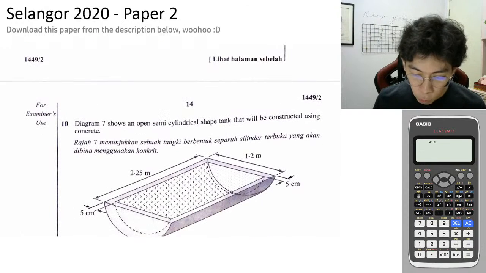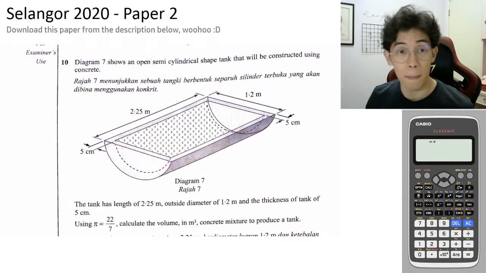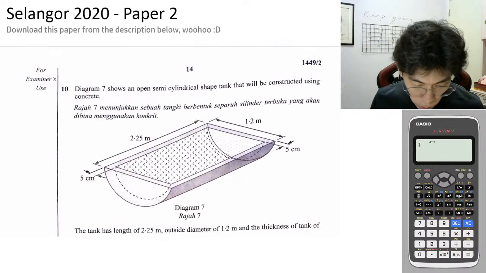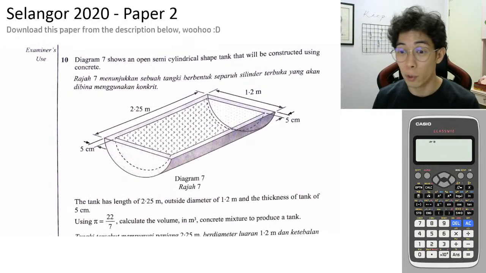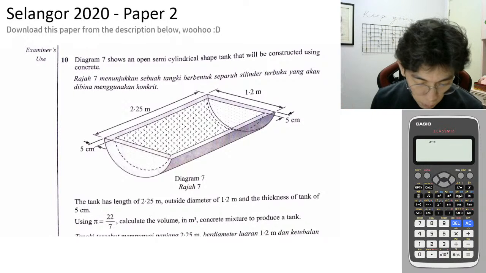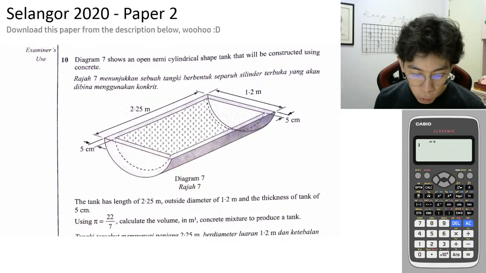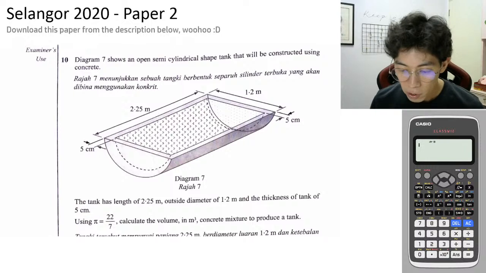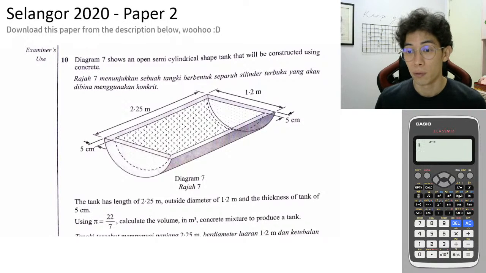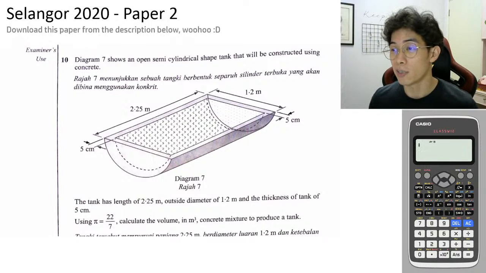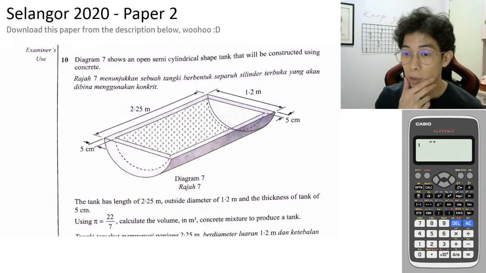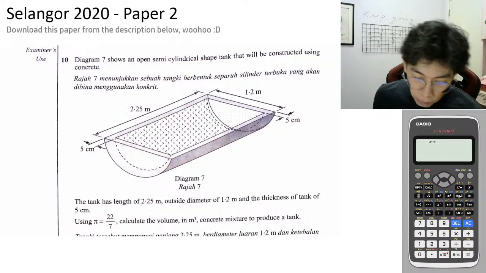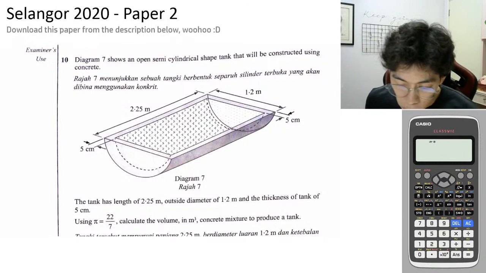Okay, so everyone, you're going to do question 10 now. Question 10, solid geometry. Another two more, then Section A is done already. Diagram 7 shows an open semi-cylindrical shaped tank that will be constructed using concrete. Vowel and vocal, same thing. Open semi means half already.